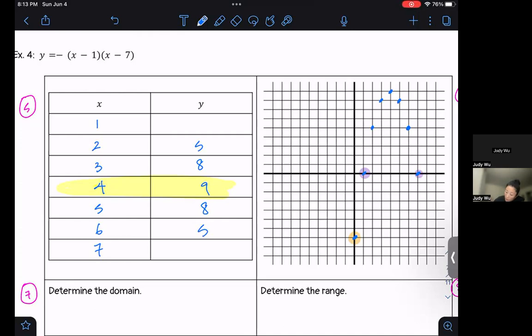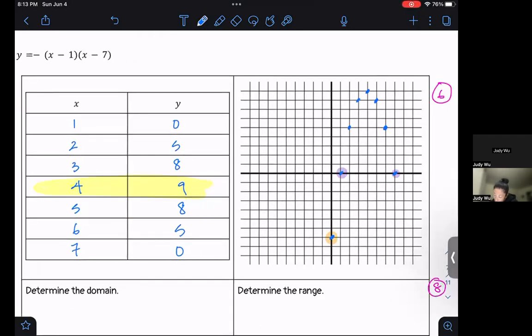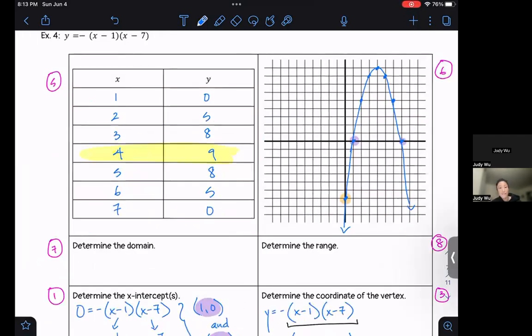Now, if I plug in 1, I'm going to get 0. If I plug in 7, I'm going to get 0. And turns out I already have those points here. And so I can, at this point, go ahead and connect everything that I have. All right, we've got our graph.